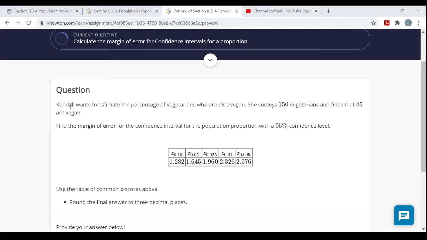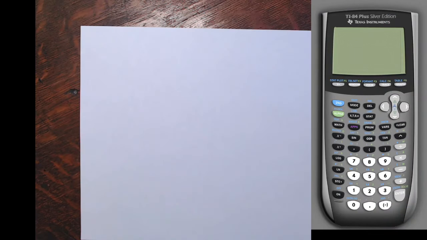Here Kendall wants to estimate the percentage of vegetarians who are also vegan. She surveys 150 vegetarians and finds that 45 are vegan. Find the margin of error for the confidence interval for the population proportion with a 95% confidence level, and round your final answer to 3 decimal places. Alright, here we go.